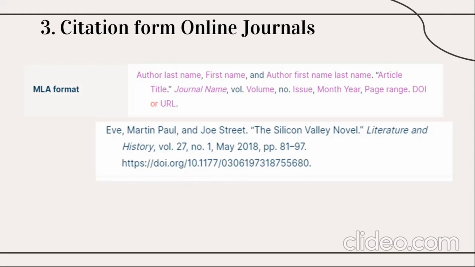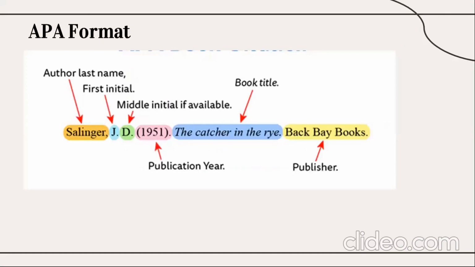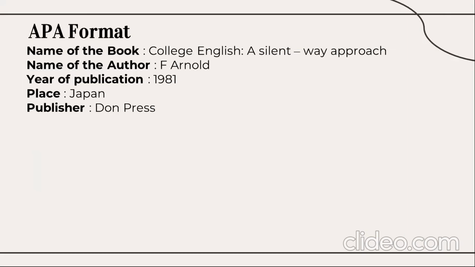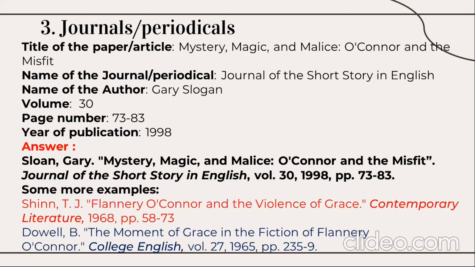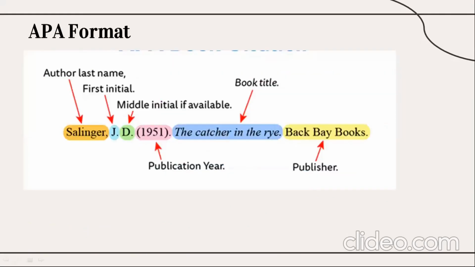That's the MLA format. Now we have one more format, that is the APA format. Between the MLA and the APA format, there's only one slight difference. If you just go back here, in the MLA format we write the year of publication at the end. But in the APA format, you'll see the year of publication is very next to the author's name. That's the major difference between MLA and APA.